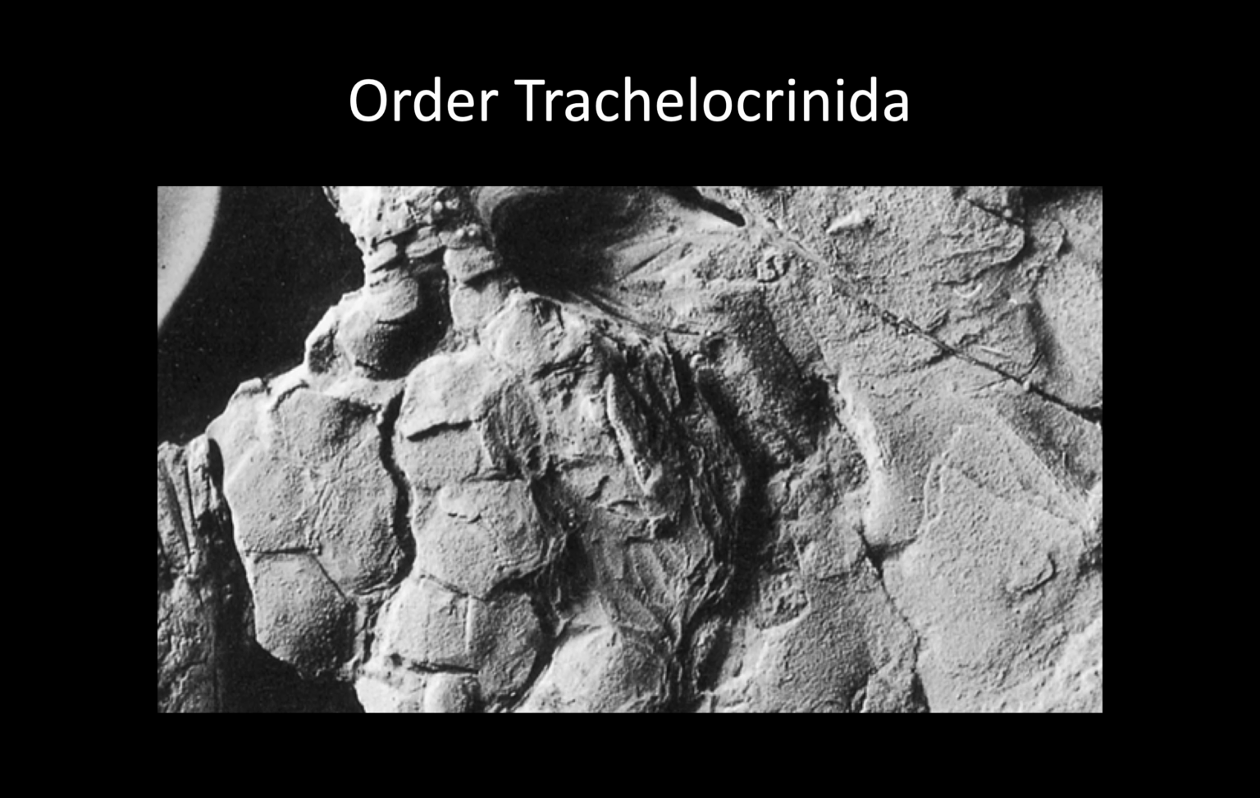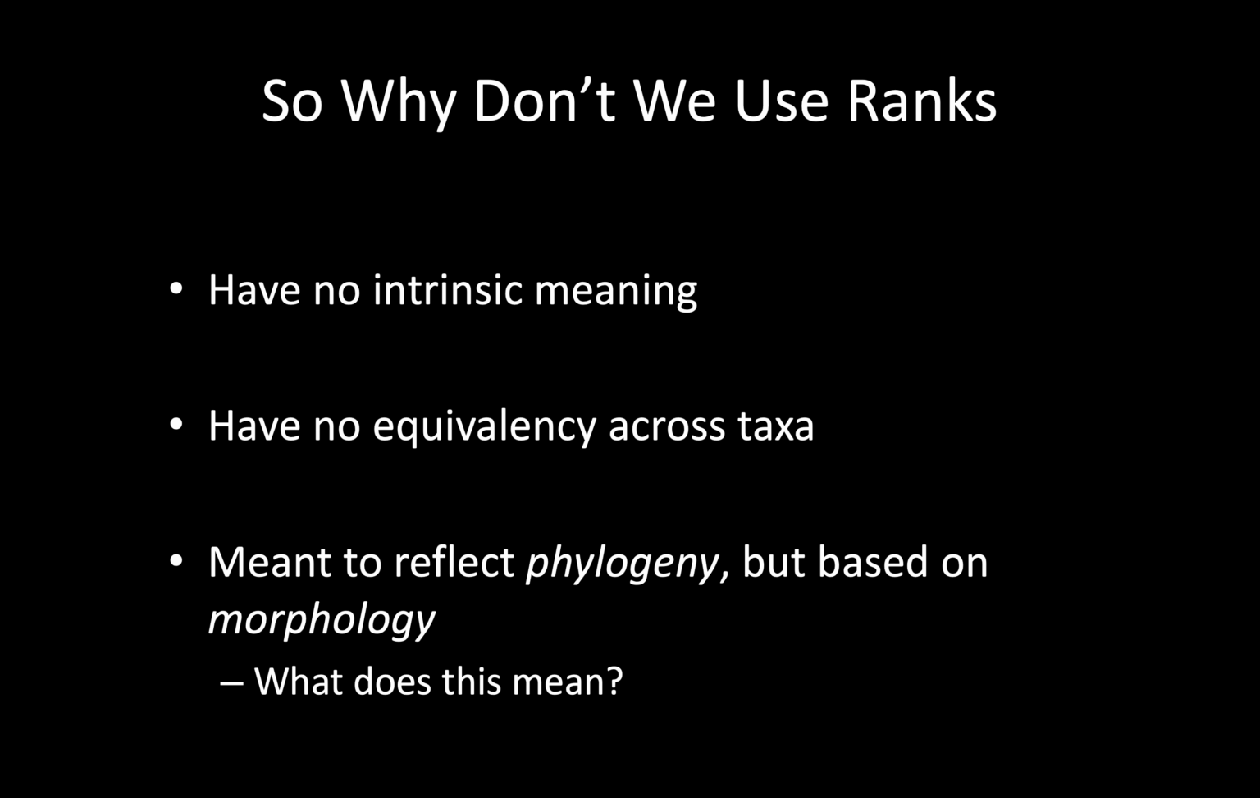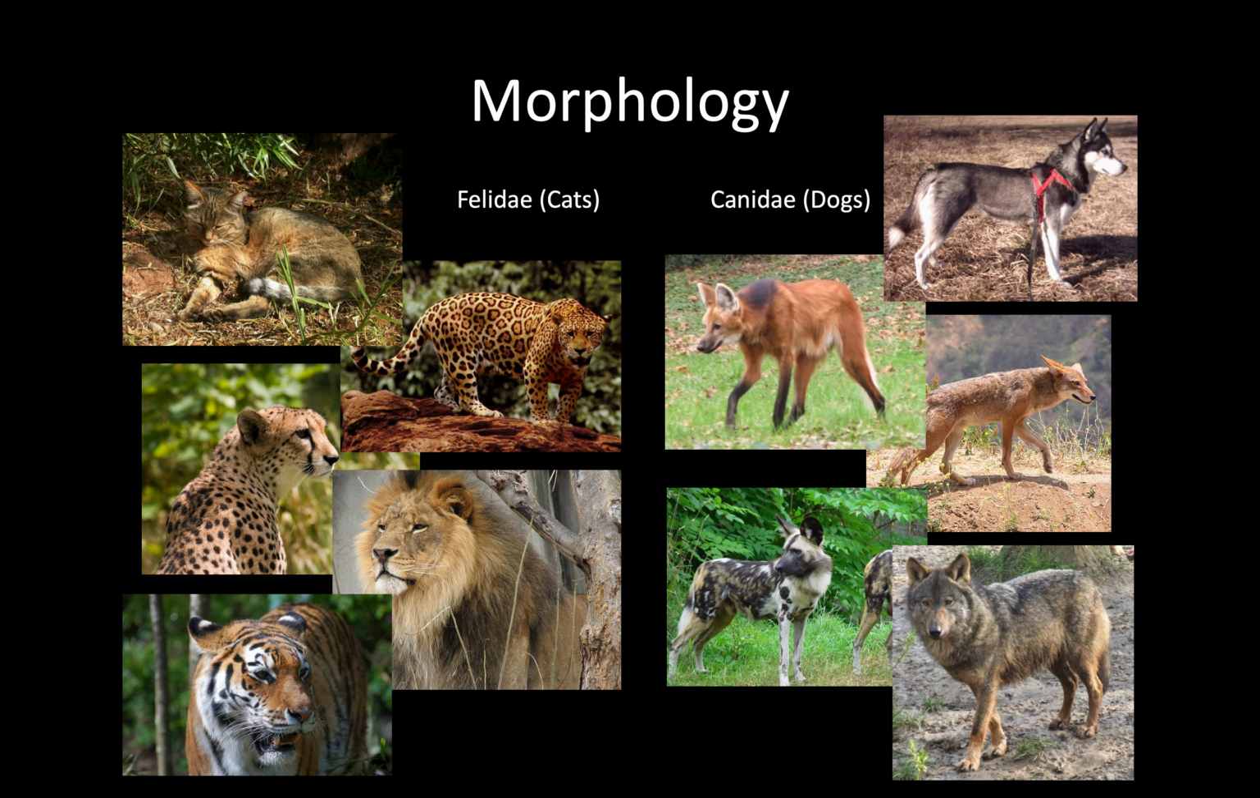Now in science, generally we like to do some hypothesis testing. But here, there isn't really a hypothesis. Someone just says, okay, well, I think it should be an order. That's not really good science, right? And finally, our last point here is that they're meant to reflect phylogeny, meaning evolution, but instead they reflect morphology. And morphology means shape. So morphology, for example, here, we have cats on one side, dogs on the other. You feel pretty confident that you can look at each one of these and say, yes, that's a cat, yes, that's a dog, based on the morphology that they have.